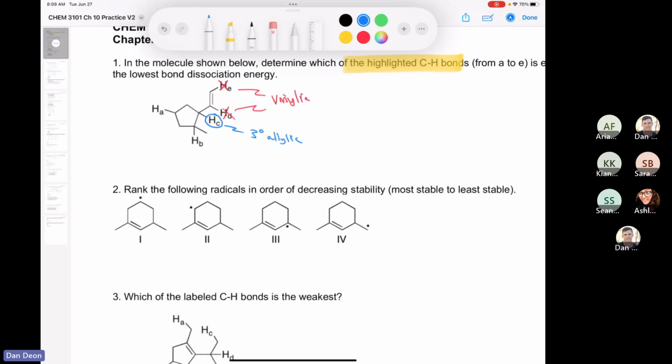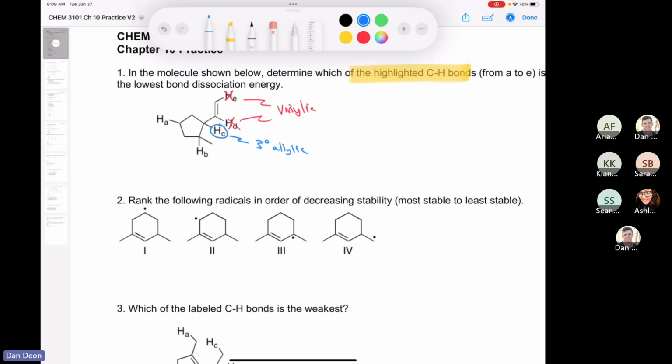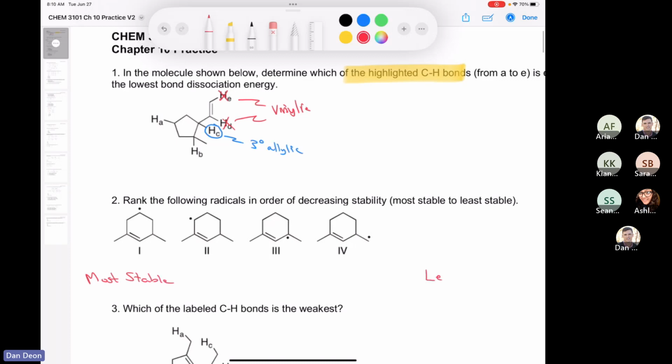All right, let's move on to the next one, number 2. It says rank the following radicals in order of decreasing stability. So we'll go from most stable to least stable. So we'll write it down like this. We'll put most stable over here, and then we'll put least stable down here. Let's go with the least stable first. Is there anyone here that you think might be the least stable of all?